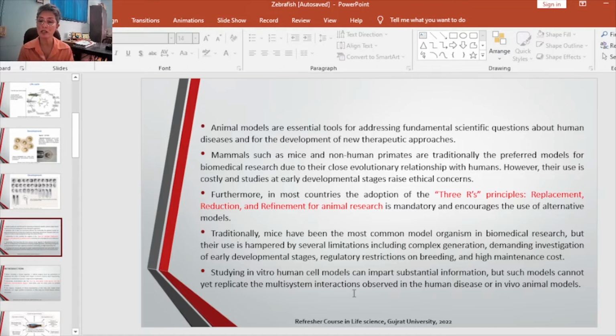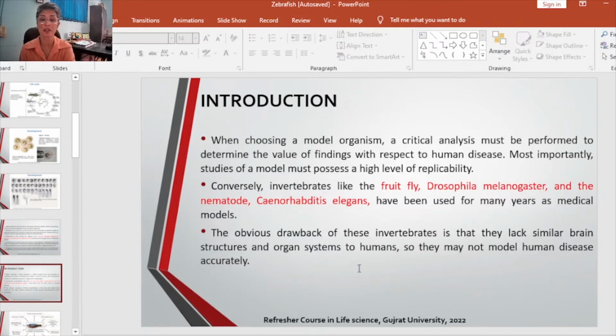So particularly we cannot correlate our outcome directly with the three-dimensional animal model if we are dealing with the human cell line in vitro for biomedical research work. Conversely, invertebrates like the fruit fly Drosophila melanogaster and nematodes can also be utilized, and we have been using them for many years.